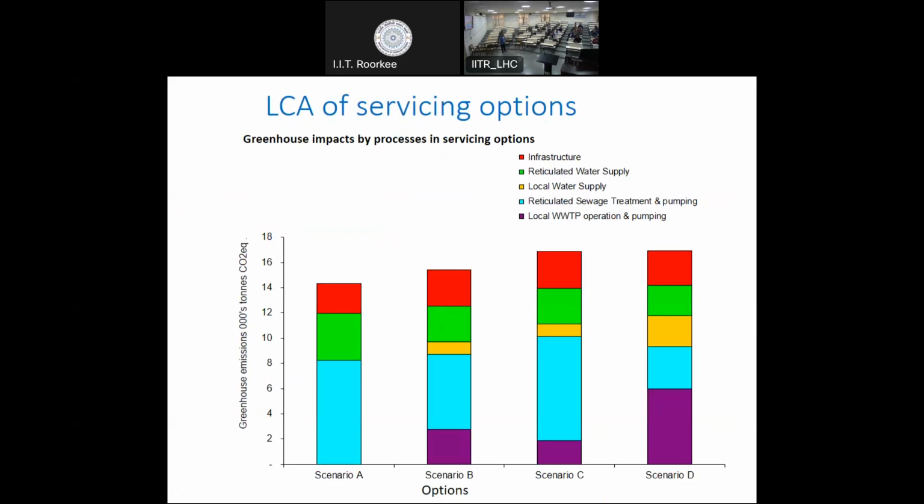Then it starts increasing. In option B, we are using wastewater recycling. In C, it was stormwater recycling. And scenario D was where we are using the self-contained option. It was quite high because we needed energy in providing the rainwater supply. There was a pump pressure in the rainwater supply. It was not by gravity, because we need a minimum pressure to supply. Then we were treating grey water and wastewater, so the energy requirement was significantly high.